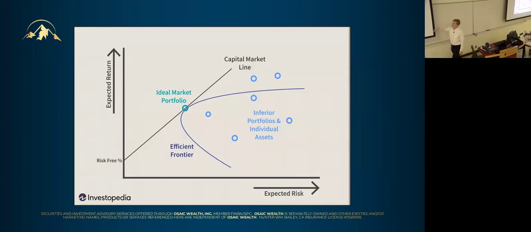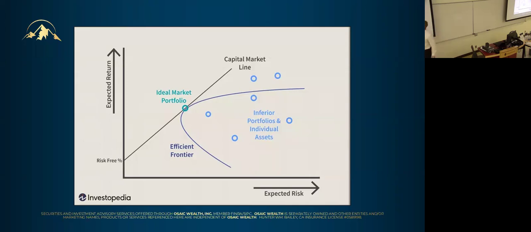So the idea is that as we have higher levels of expected risk, we should also have higher levels of expected return. And there is this most perfect, efficient, direct relationship, but obviously you're not always going to get this super ideal portfolio.